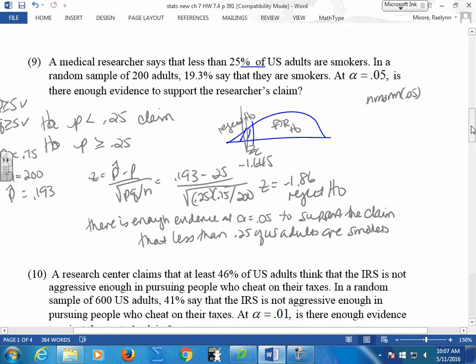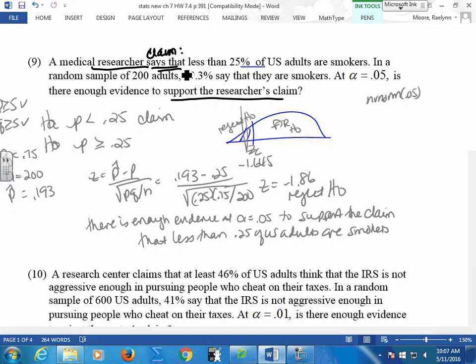Okay, so now we get to the word problems. A medical researcher says less than 25% of U.S. adults are smokers. Flip to the last sentence. Is there enough evidence to support the researcher's claim? So, is he my researcher? Yes. So when he says this, this is his claim.